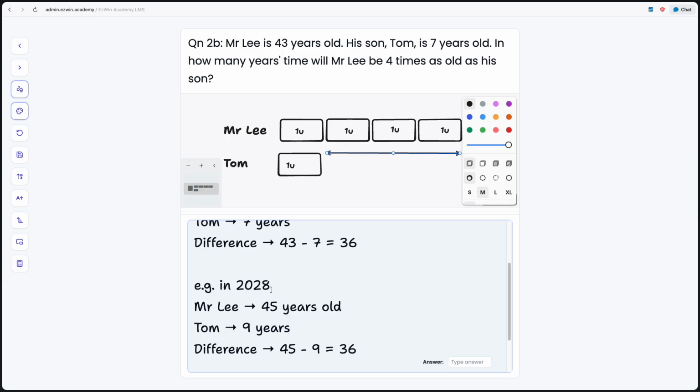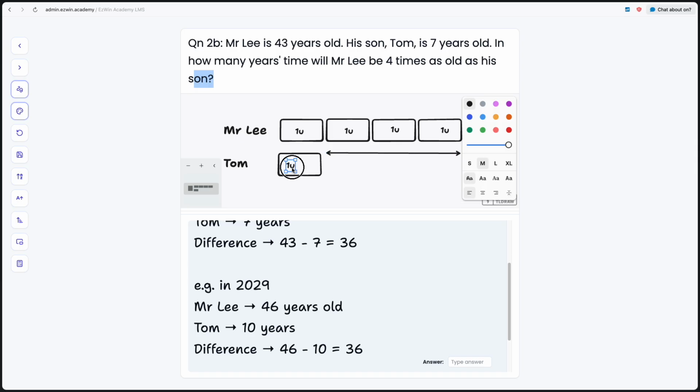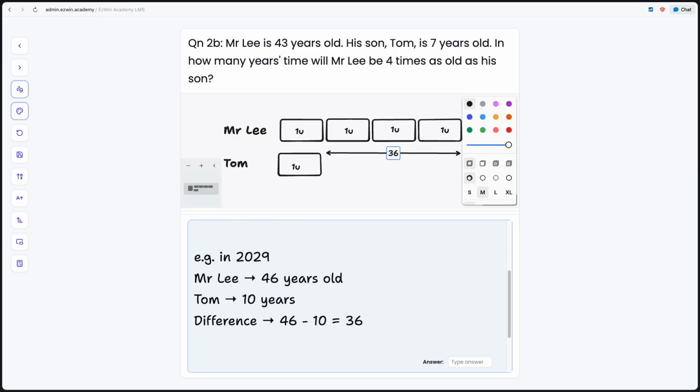Let's go to 2029. Then what happens? It becomes 46. And then Tom is 10 years old. And the difference between 46 and 10 is equal to 36. So you see that the difference remains the same. So if Mr. Lee wants to be 4 times as old as his son, which is 4 units, and Tom is 1 unit, that means the difference will always be 36. So in this case over here, the difference remains the same.